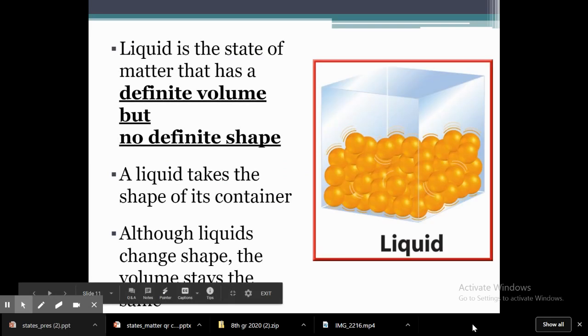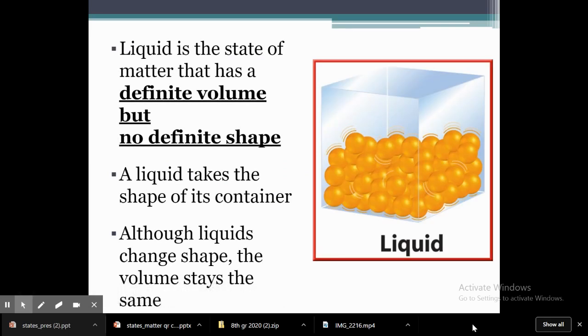Okay, a liquid is the state of matter that has a definite volume, but no definite shape. Meaning, if you were to pour a can of soda into a glass, the volume would stay the same. The amount of space would stay the same, but the shape would change because liquids take whatever shape of the container they are in. Although liquids can change shape, the volume stays the same.